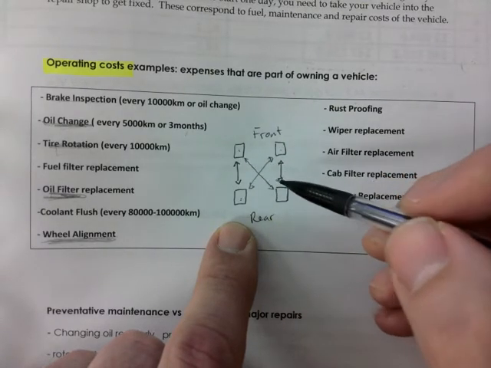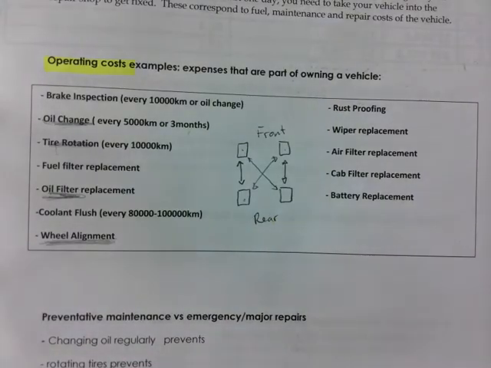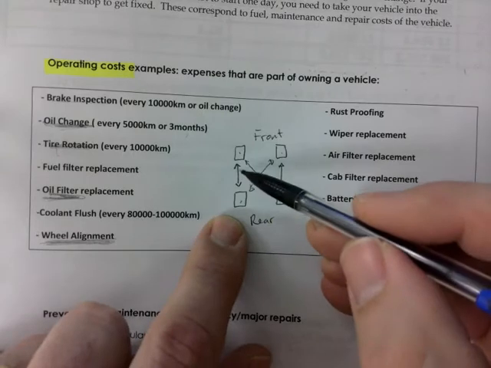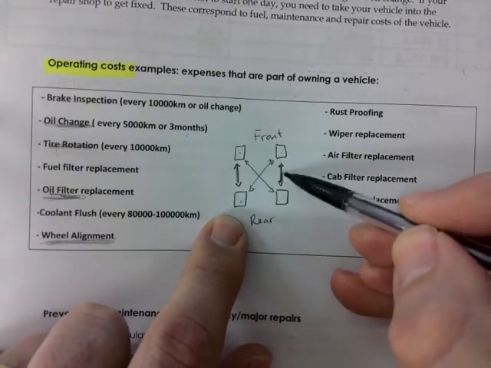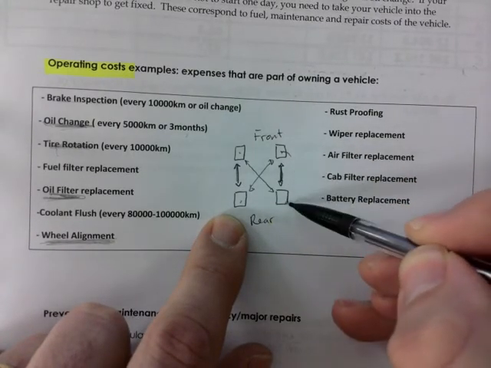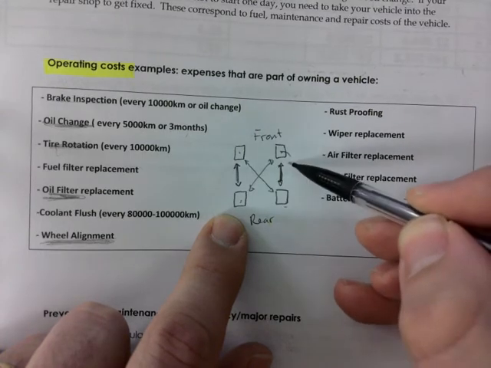But some tires are only made to spin one way. Like they have a certain pattern, so you can't do that. But this is the minimum you can do. Take the front ones, put them in the back. Take the back ones, put them in the front.